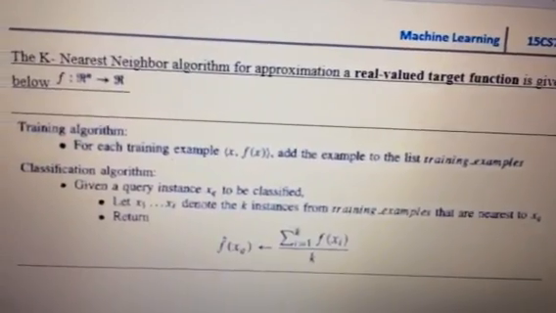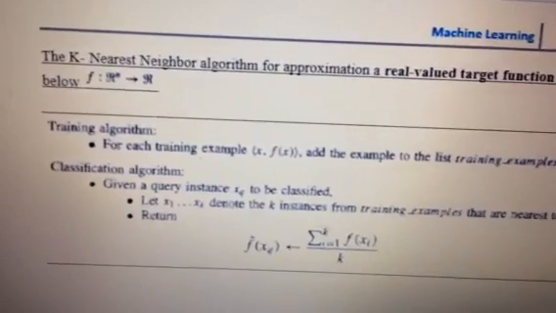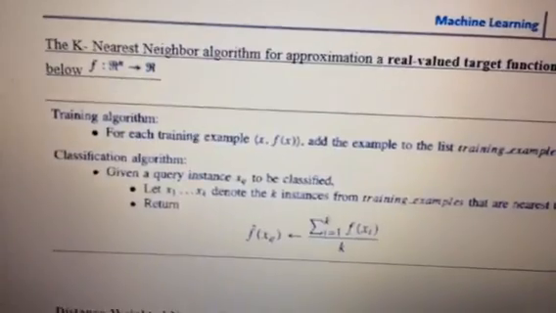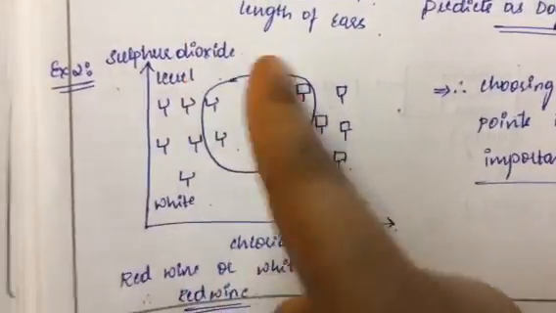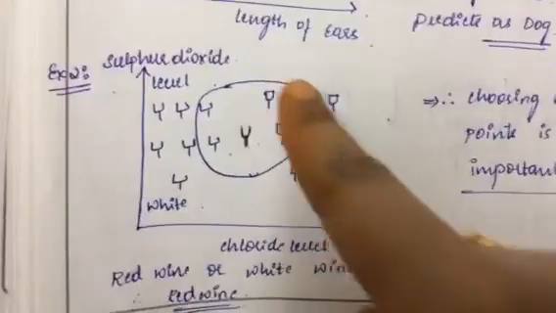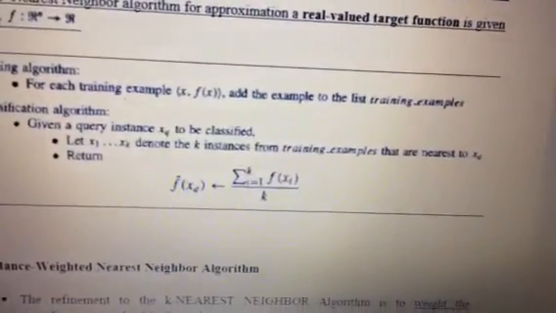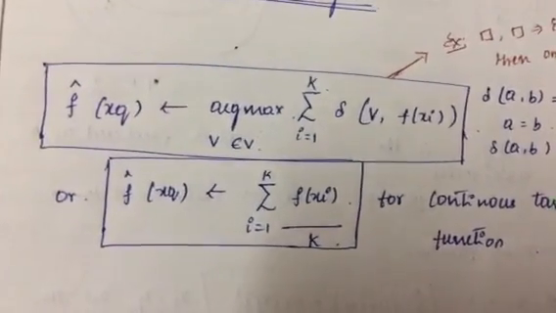Let X1 up to XK, X1, X2, X3 up to XK, denote the instances from the training examples that are nearest to XQ. So the meaning is that, this is XQ, my query point, and all the other points present are X1, X2, X3, X4, X5 up to XK, the different examples or the k instances that are present. Now it is going to return the value in the form of f cap of xq.